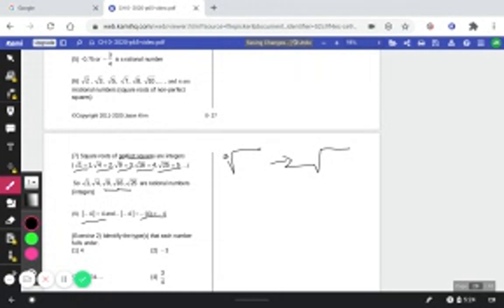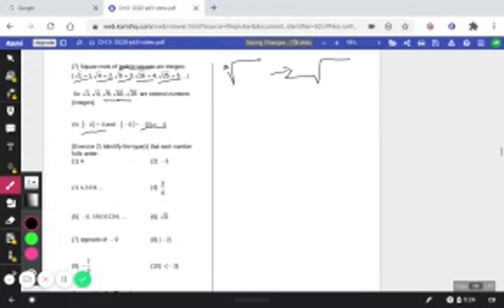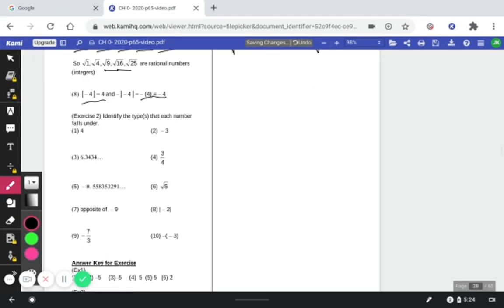So exercise 2: identify the types each number falls under. Now think about each number and what it belongs to, and check with your answer key at the bottom of this section. Pause the video and think about each number.